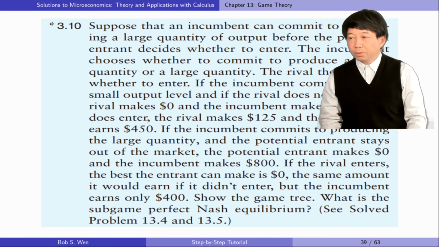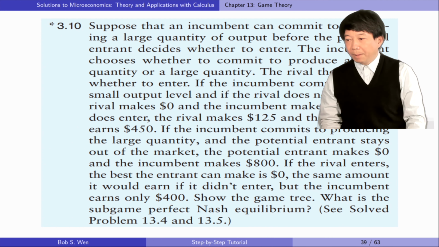If the incumbent commits to a small output level, and if the rival does not enter, the rival makes 0, and the incumbent makes 900. If it does enter, the rival makes 125, and the incumbent earns 450. If the incumbent commits to producing a large quantity, and the potential entrant stays out of the market, the potential entrant makes 0, and the incumbent makes 800. If the rival enters, the best the entrant can make is 0, the same amount it would earn if it didn't enter. But the incumbent earns only 400.